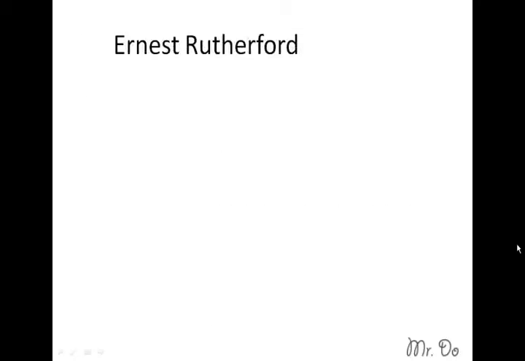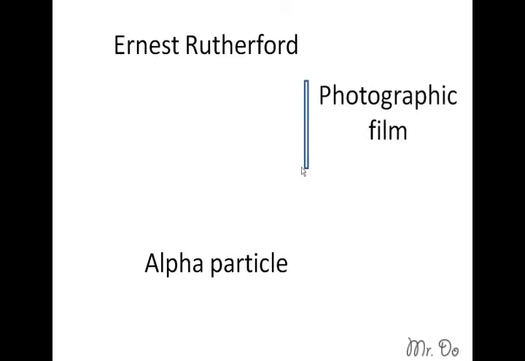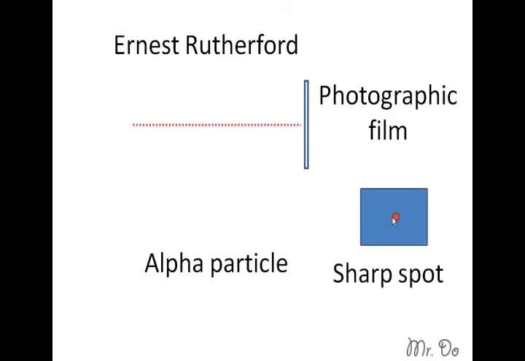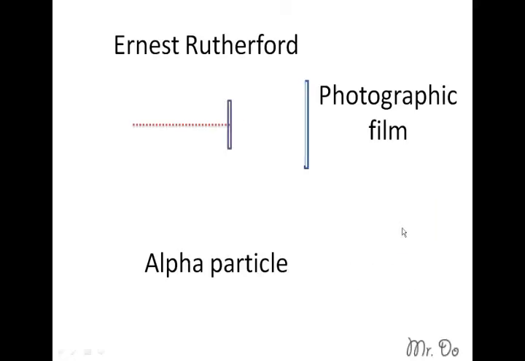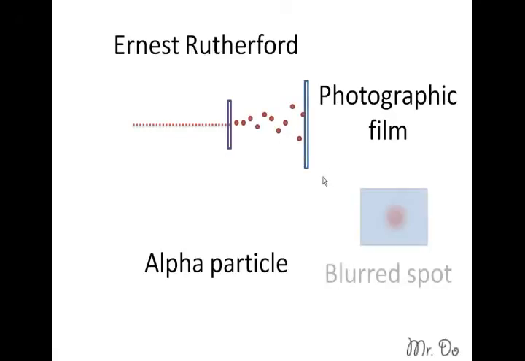At the time, there were scientists like Ernest Rutherford who accidentally stumbled on the discovery of the structure of the atom. At that moment, he was studying alpha particles. He took a photographic film to detect the presence of alpha particles. He shot the alpha particles at the film and noticed it produced a sharp spot. He repeated the same experiment. This time, he noticed that when he put a thin film in front of the alpha particles, it created a scattering effect. So on the photographic film, it produced a blurred spot.